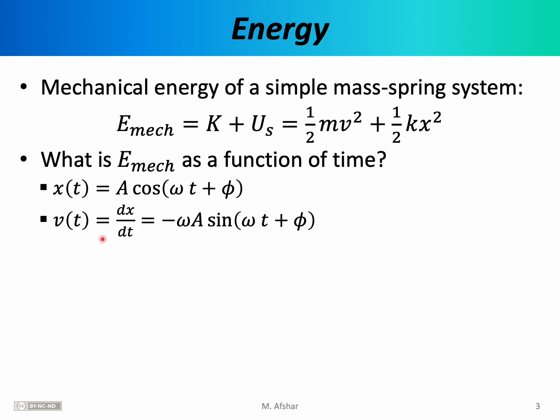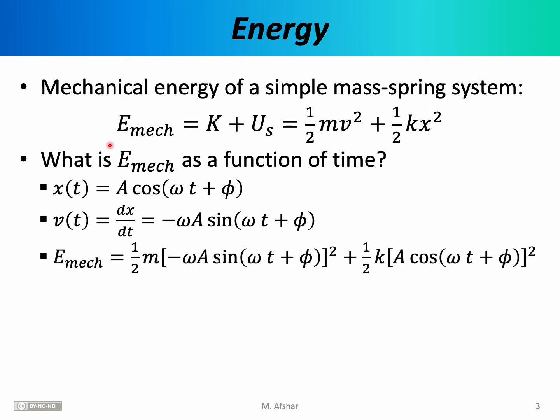Now that we have the velocity and the position as functions of time, we can take these two functions and plug them in for x here and v here and find the mechanical energy of the system. When we do that, this is what we get. For kinetic energy, we get 1/2 m, and then this entire thing is velocity. We're going to have to square it.